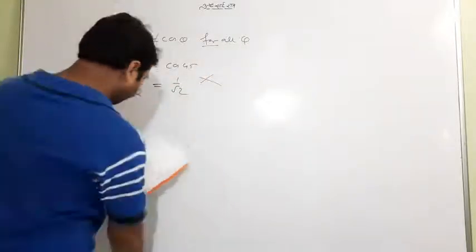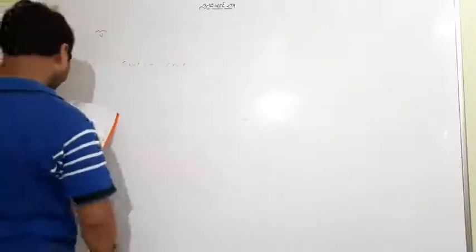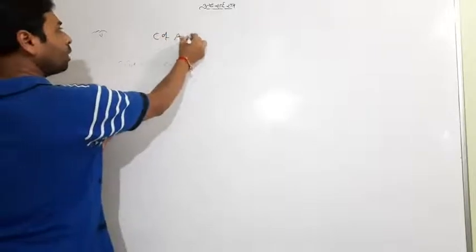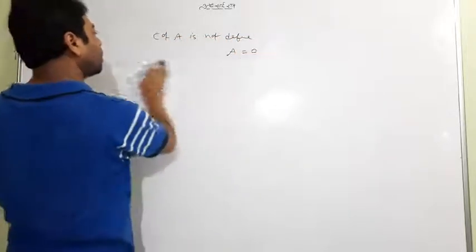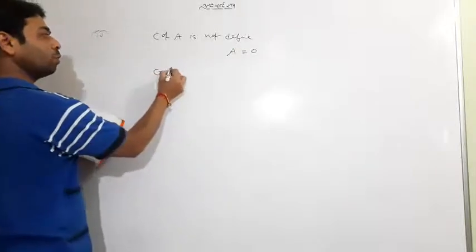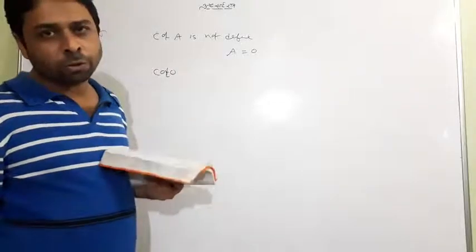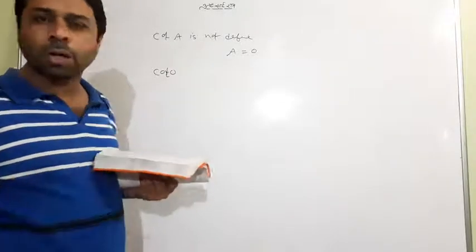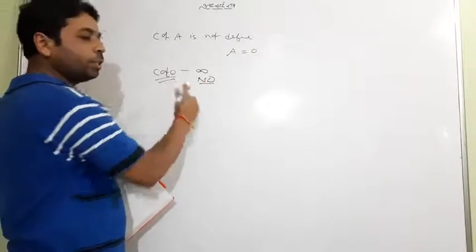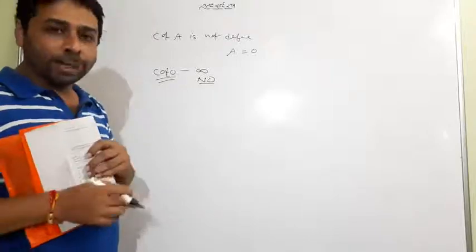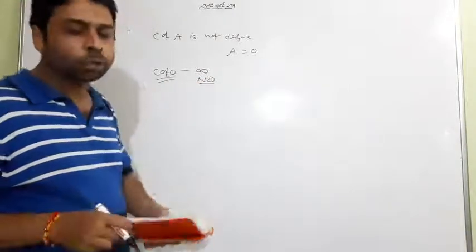And the last question is very simple. Cot A is not defined when A equals 0. You know that when I take 0 here, cot 0, what is the value of cot 0? Cot 0 is the reciprocal of tan 0. Tan 0 is 0, so cot 0 is the reciprocal of that 0, which is infinite, which is not defined. Also you can see the trigonometric value table, in which you will get cot 0 is infinite, which is not defined. So the last sentence is a true sentence.